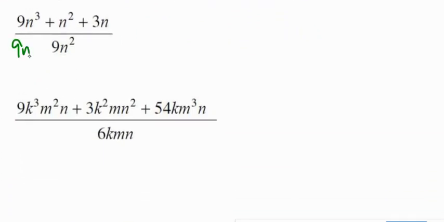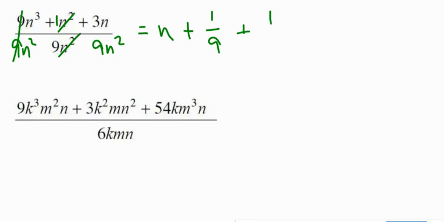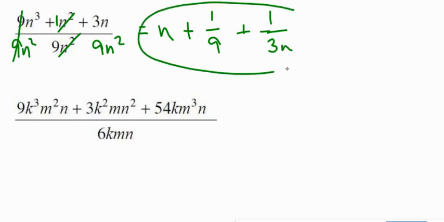Next, 9n cubed divided by 9n squared. My nines can cancel. I'm left with an n. Next, I have a 1 over 9, so I have that ninth. And my n squareds can cancel. They're the same. Anything divided by itself is 1. 3/9 can reduce down to a third. And I have an n on top, 2 n's on bottom, so I just have an extra 1 on the bottom. So n plus a ninth plus 1 over 3n.